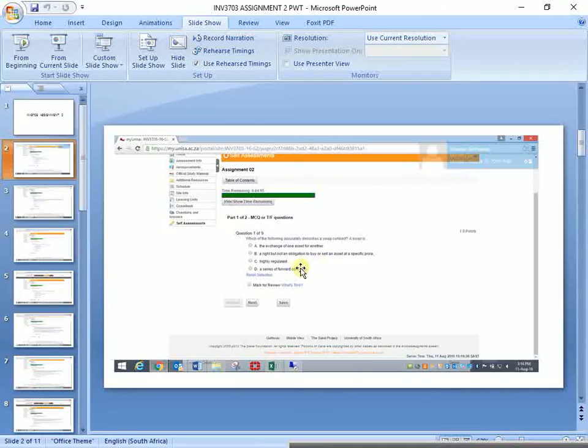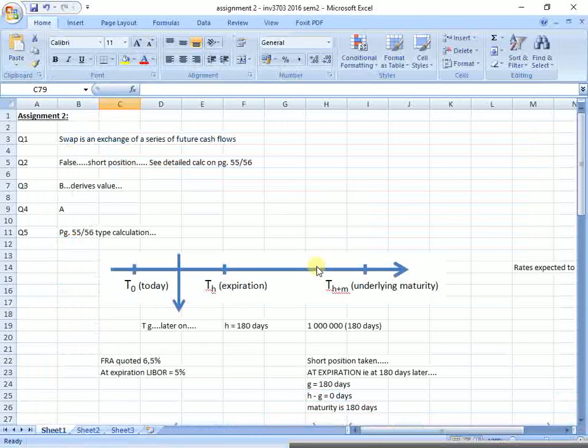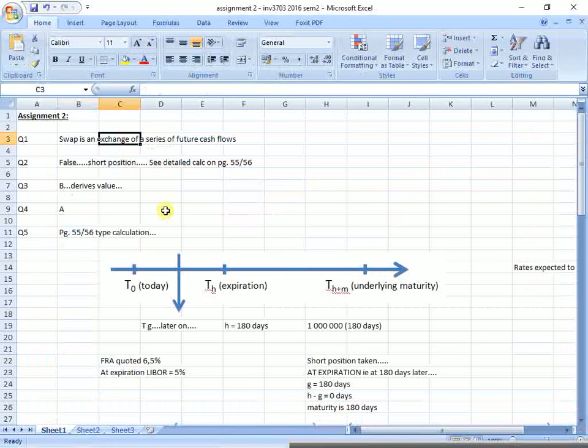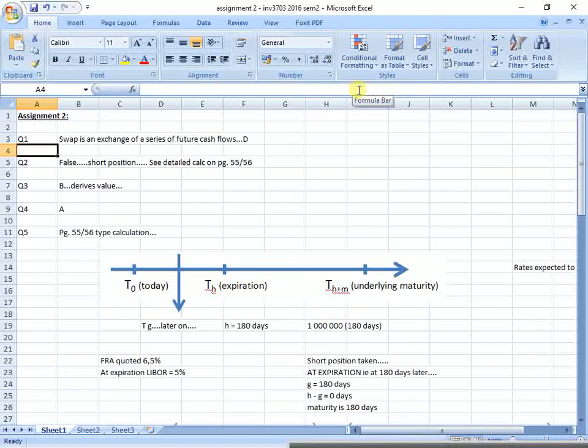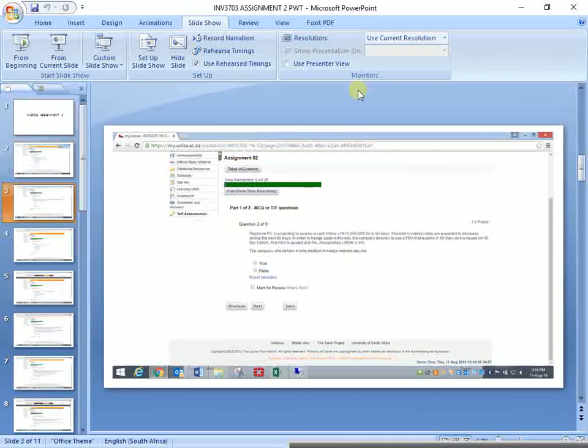A swap: a right but not an obligation. That's an option, so that's out. A series of forward contracts. No, an exchange. Future cash flows, that's right. An exchange of one asset for another. A series of forward contracts. Yes, D. Swap is exchange. Because forwards are future contracts. Future cash flows. Okay. Number 2.